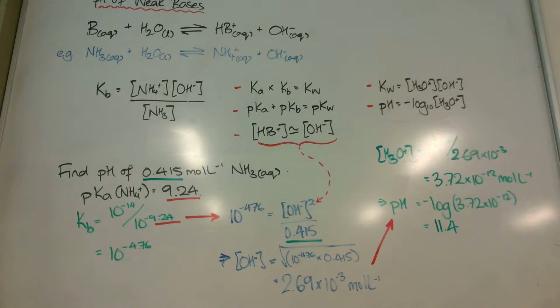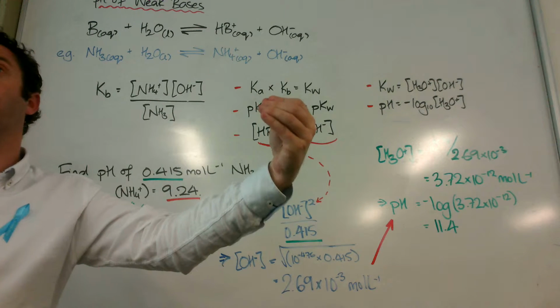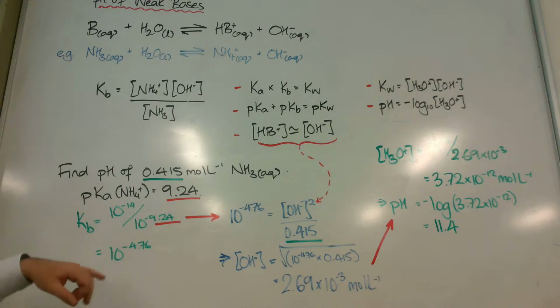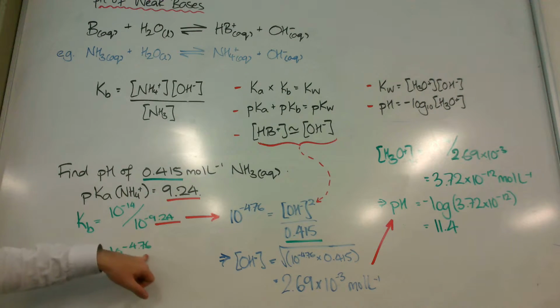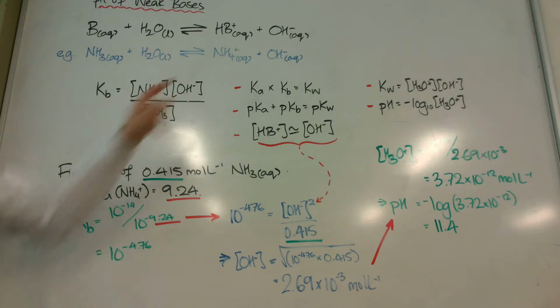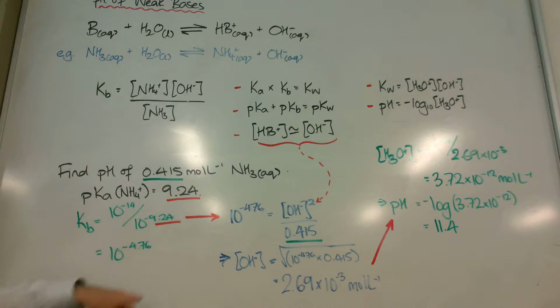And then I go, how do I undo a p value? It's 10 to the power of the negative whatever it was. So it would be 10 to the negative 4.76. So I can use either of those two to get to the same answer. Alright, so that's your first thing. Your first step is to find the Kb value from the Ka or pKa.